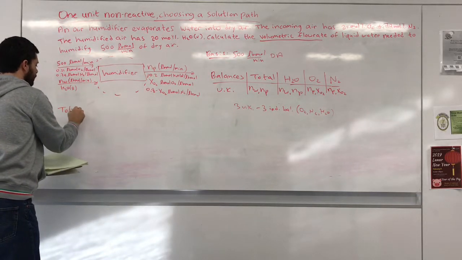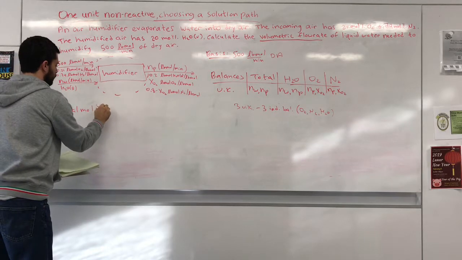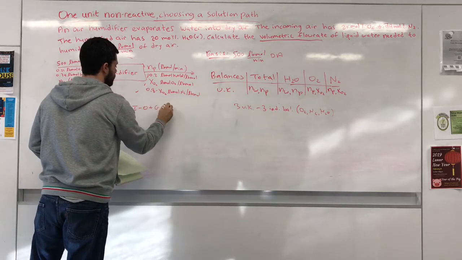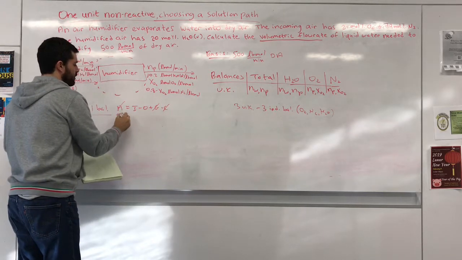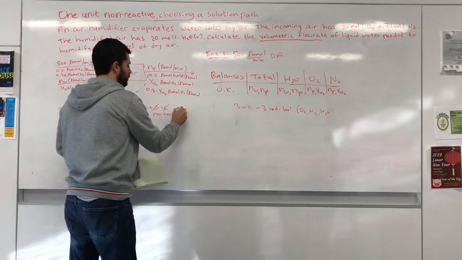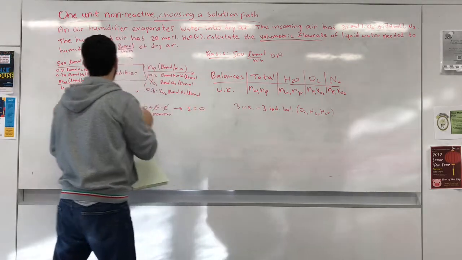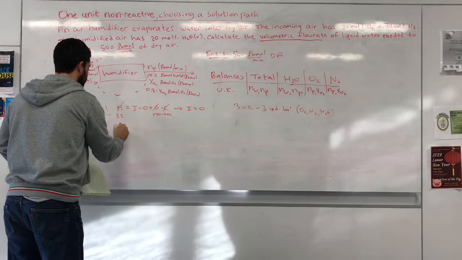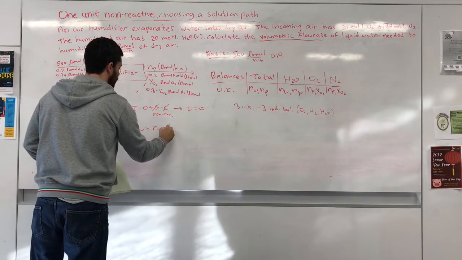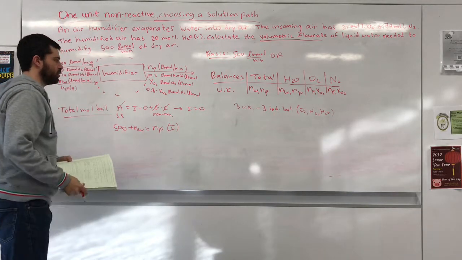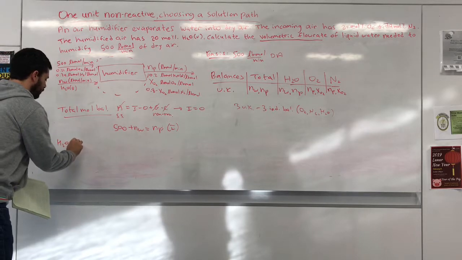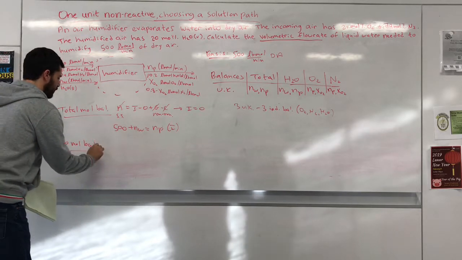So total mole balance, A equals I minus O plus G minus C. This is steady state, non-reactive. So what goes in must come out. We have 500 plus NW equals NP. That's our first equation. Now we do H2O mole balance.